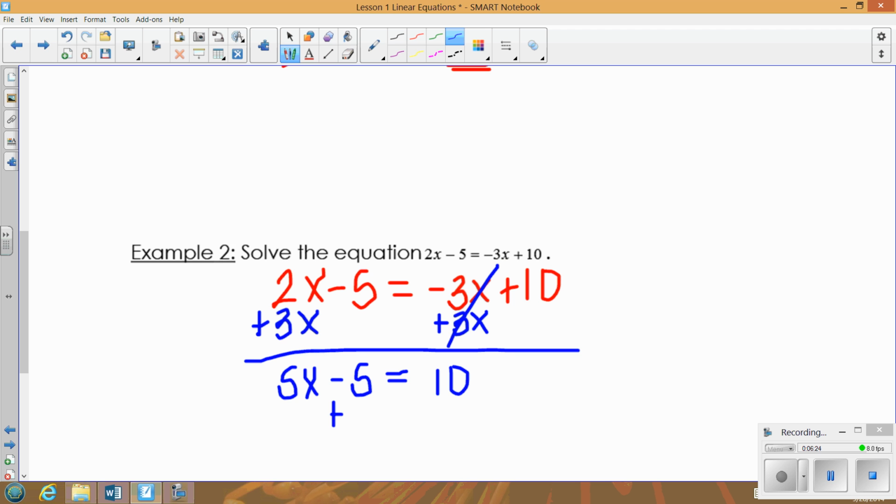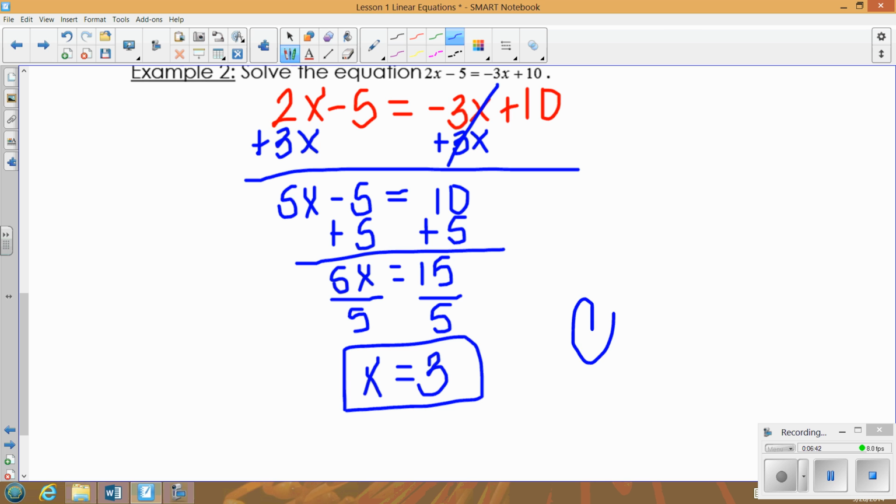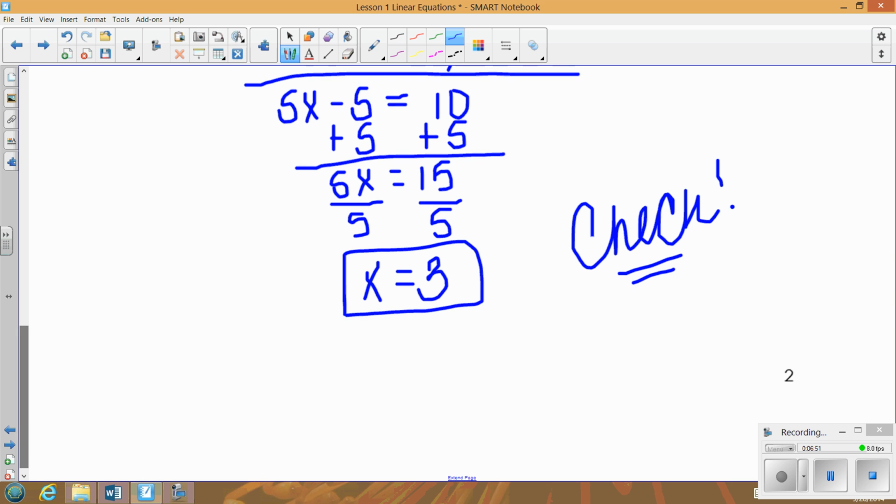So now I need to get the x by itself, so add 5 to both sides. So we have 5x equals 15. And again, we're getting x by itself, so divide everything by 5. So we get x equals 3. So that's our solution. And again, it's a good idea to check. I'm not going to actually go through the check, but remember to check your solution. You just plug it back in. It's a good habit to get into.